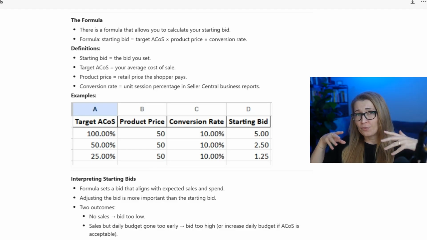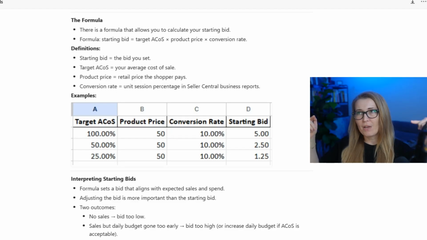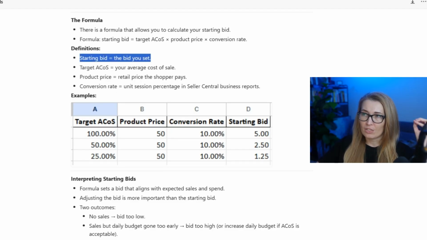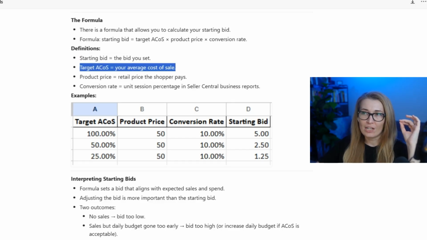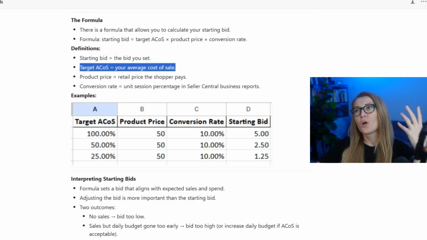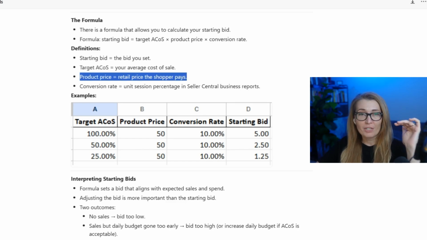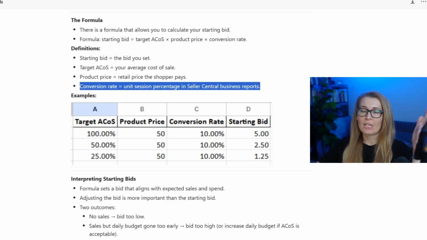But before I move too fast forward, let me bring you back to what these actually mean. So basically, the starting bid is going to be the bid that you set right when you're starting the campaign. The target ACOS is how much you are willing to pay, so it's going to be your average cost of sale. The product price is your retail price basically. And the conversion rate, this is something that you can look into in your business reports. Each product has its own conversion rate.